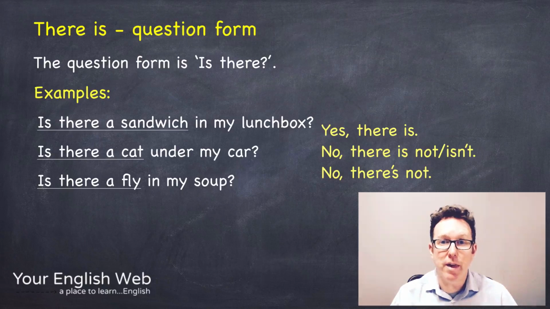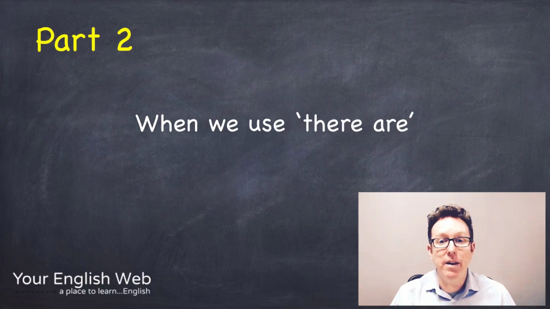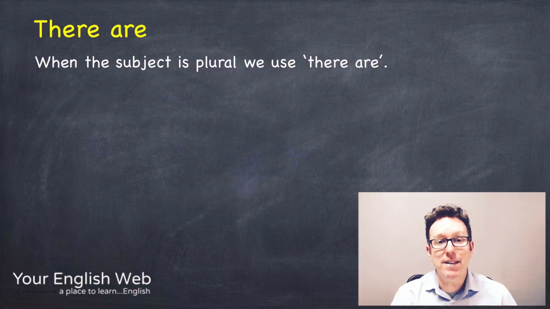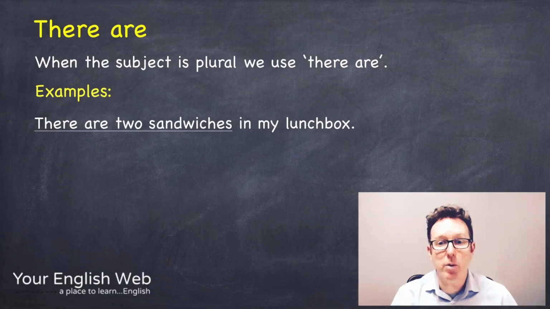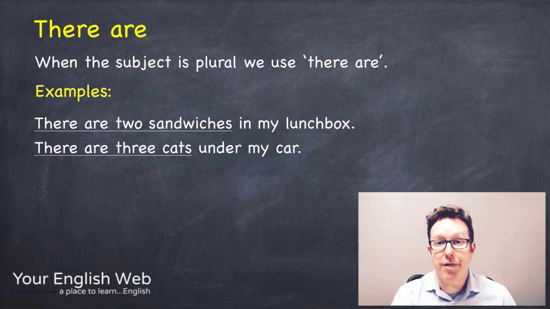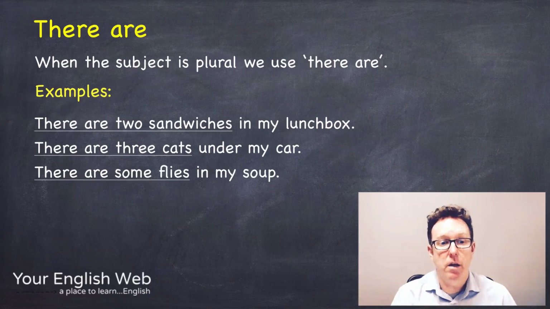Now, let's go to there are. Part two is when we use there are. When the subject is plural, we use there are. Examples. There are 2 sandwiches in my lunchbox. There are 3 cats under my car. There are some flies, more than one, some flies in my soup. So plural subject, 2 sandwiches, 3 cats, some flies. There are.